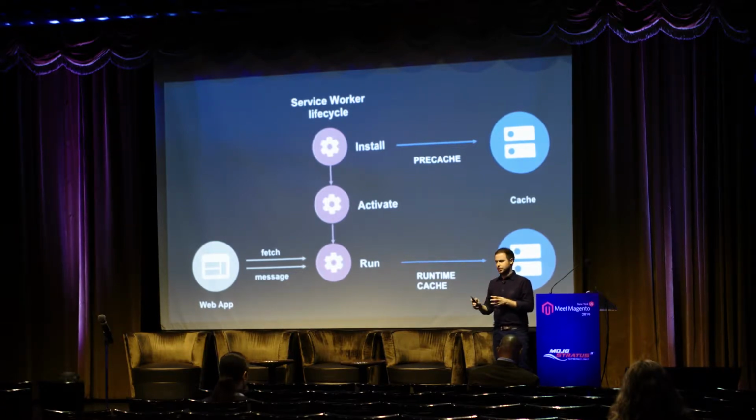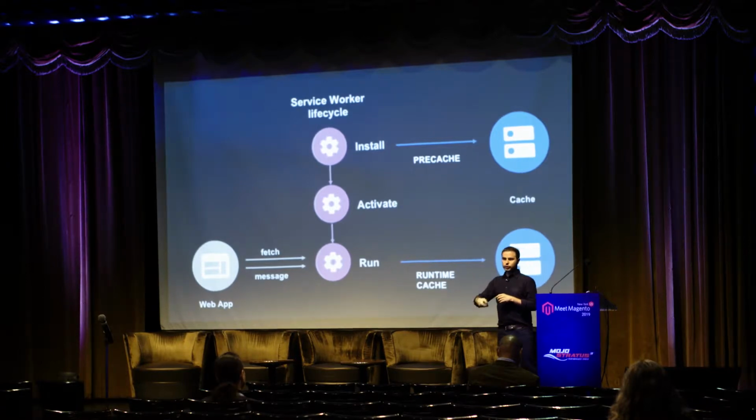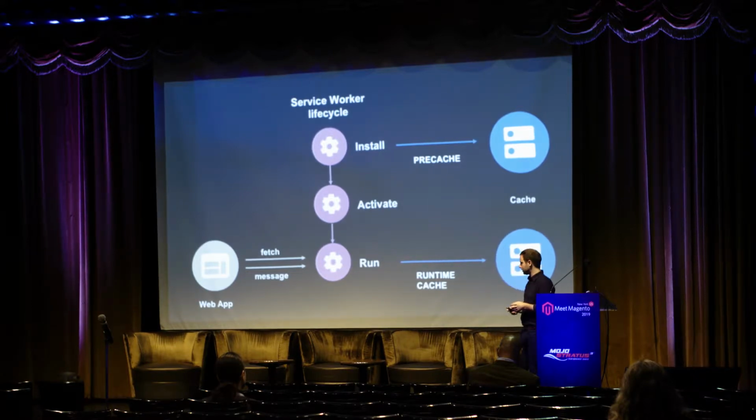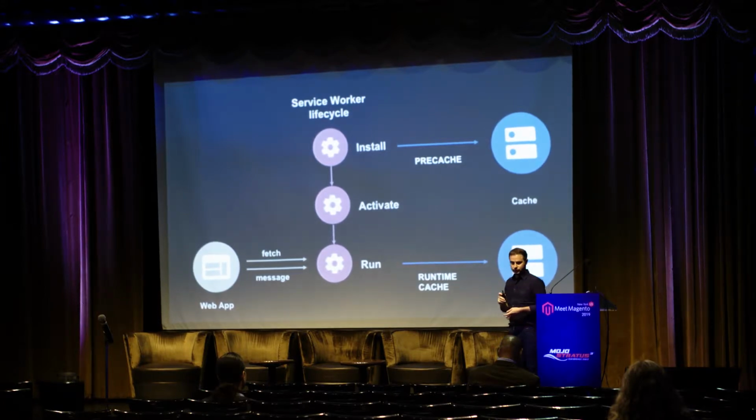So this is pre-caching. When you move into the runtime state, you are going to start receiving requests from the page, and you can choose to respond to them differently. For example, you can say, I'm going to respond to images by always going to the network, and when I have them available in the cache, from now on, always from the cache. This is a runtime caching strategy, okay?